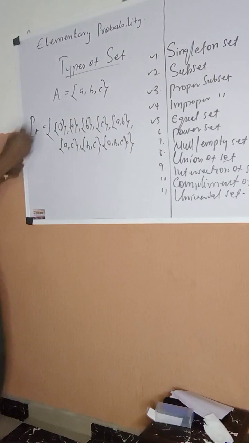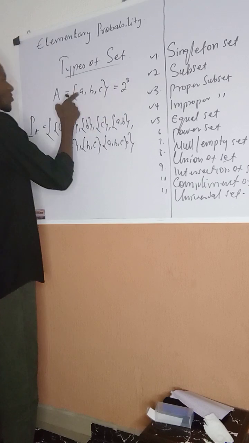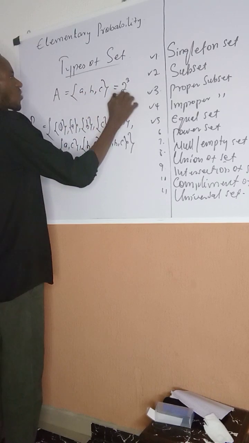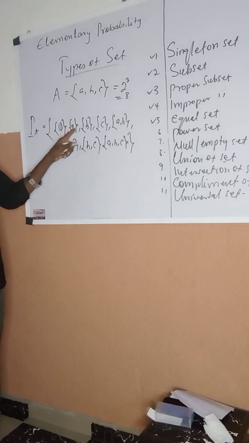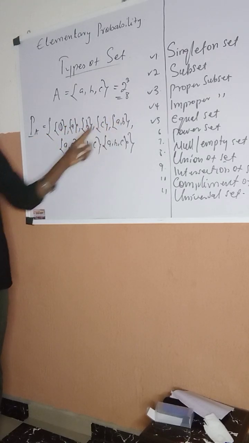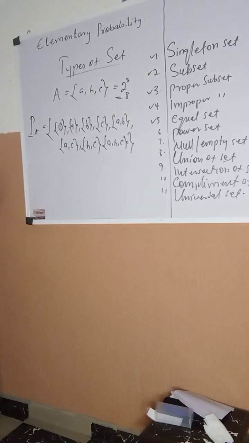So we now count. This thing is 2 raised to power what? 3. Because I have 1, 2, 3. And this equally becomes 8. And we count 1, 2, 3, 4, 5, 6, 7, 8. This is what we call power set.